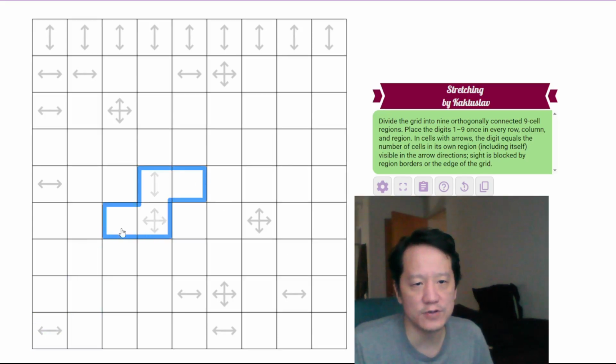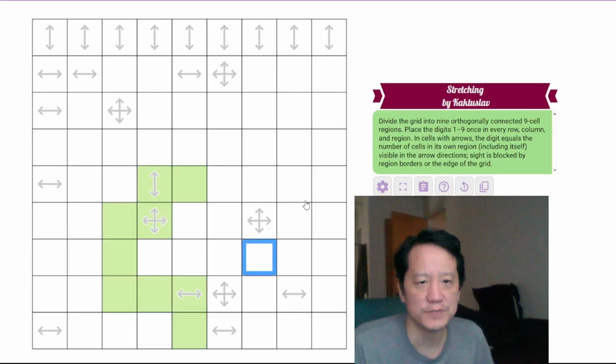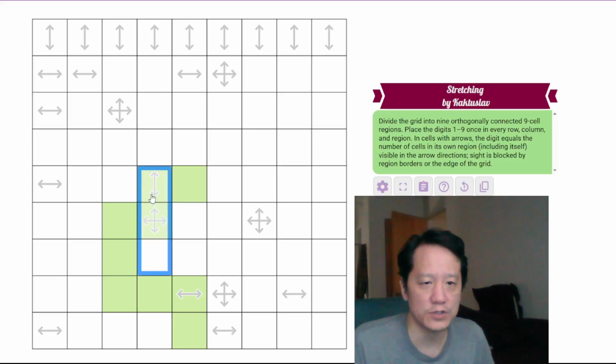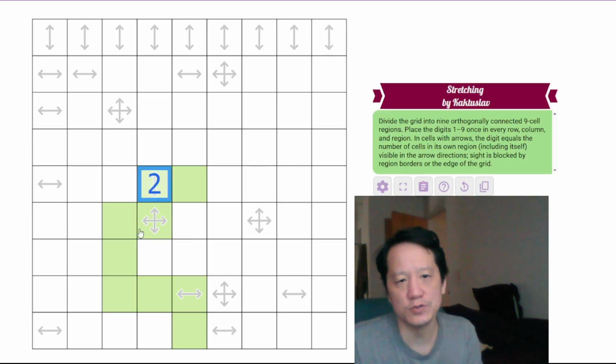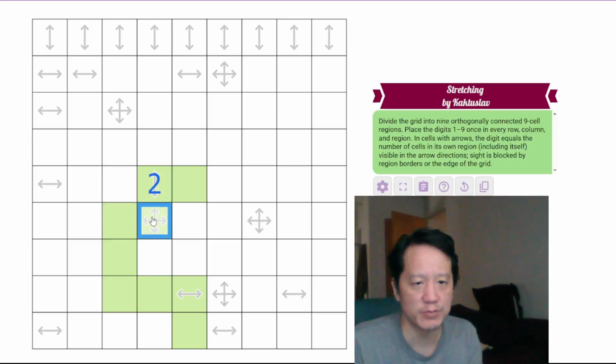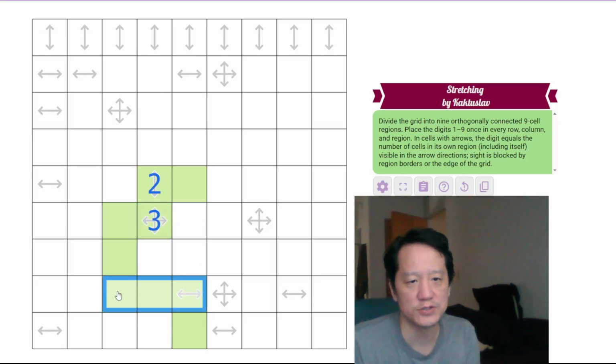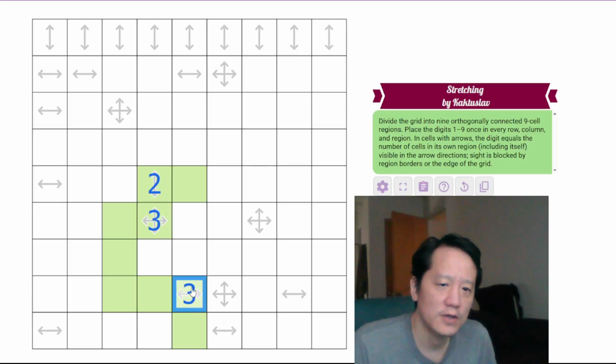Let's use a different type of region here. Let's try this. Let's say this is the region. This would see only 2 cells because it's blocked by region borders from seeing other cells in the region. So this would be 2. This would be 3. Same reasoning, right? It sees these 3 cells, but then it's blocked by this border here, so it cannot see that cell, so this would be 3. This would see 3 cells also. So obviously that's not going to work.